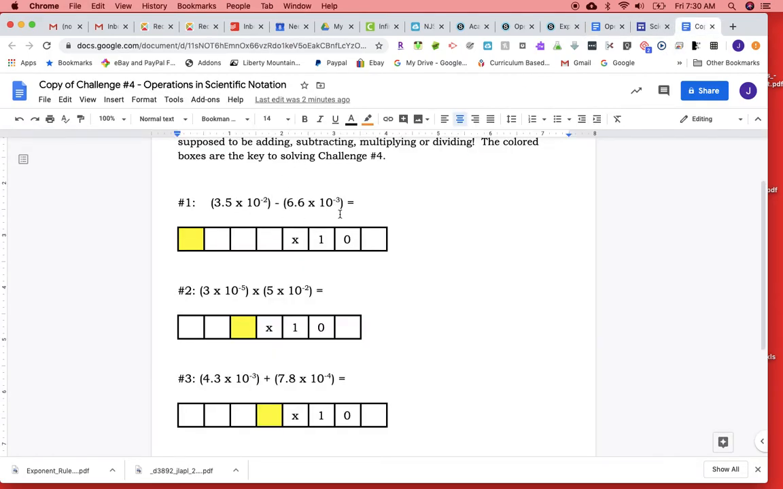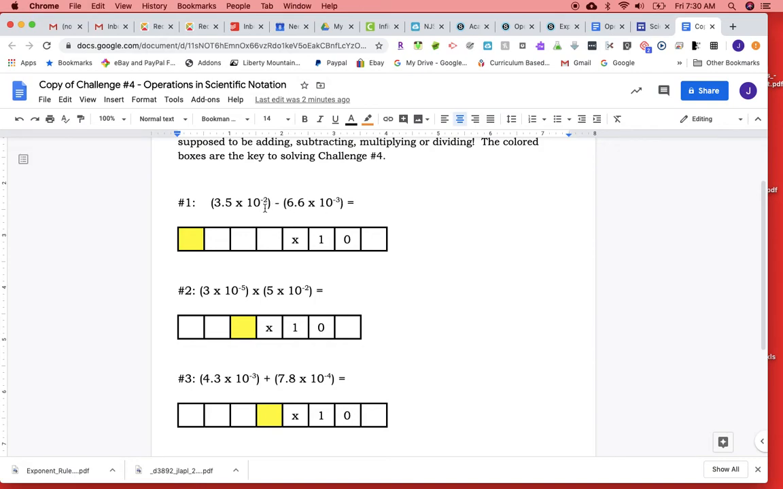So we have -2 and -3. What we need to do is convert one of those exponents to either be a -2, so they're both -2, or change to -3. I don't care which one we do. Let's pick, I'm going to convert the -3 to be a -2. So -3 is smaller, so I'm going to add 1.